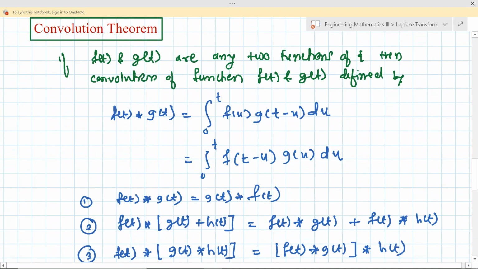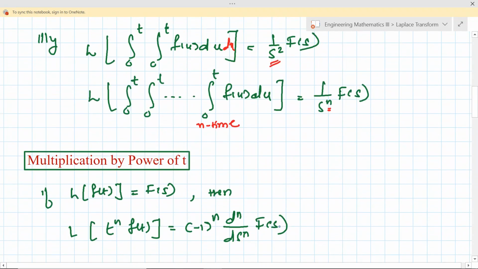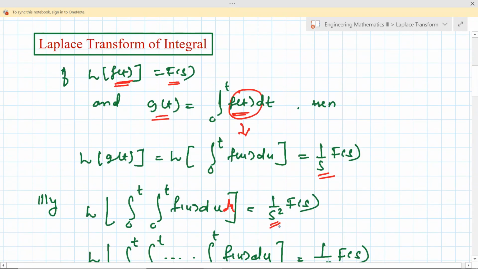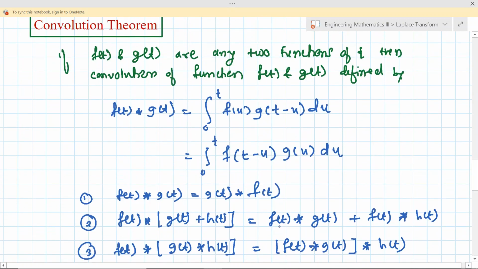Now let us see the next. What is the convolution theorem? So suppose we have two functions f of t and g of t of the variable t, and then what is the convolution of these two functions? First understand that, and then we'll move to the convolution theorem. So f of t star g of t is nothing but the integration 0 to t f of u into g of t minus u du. This integral, whatever it is, gives us the convolution of two functions f of t and g of t.